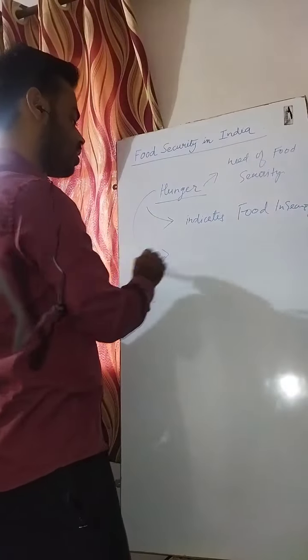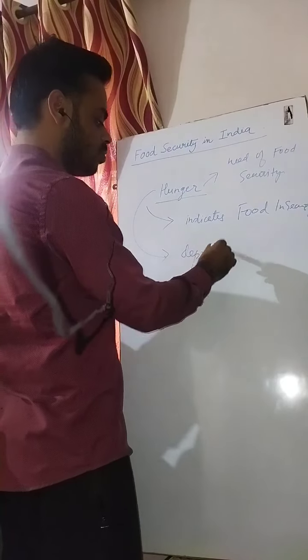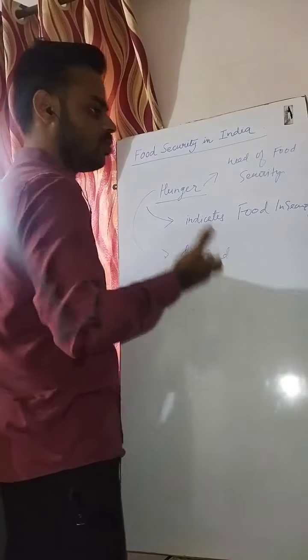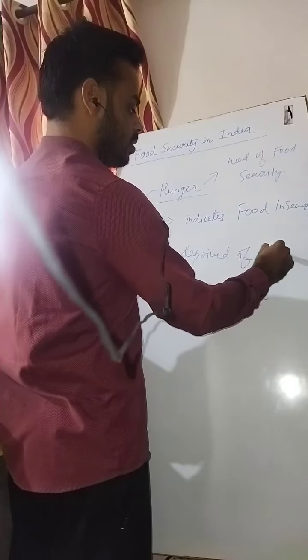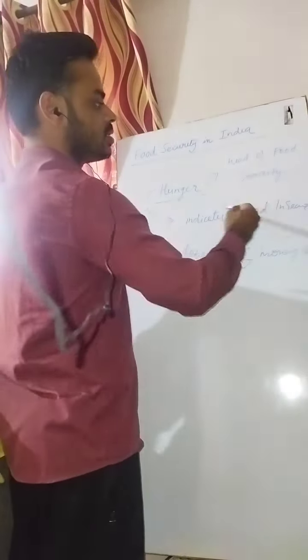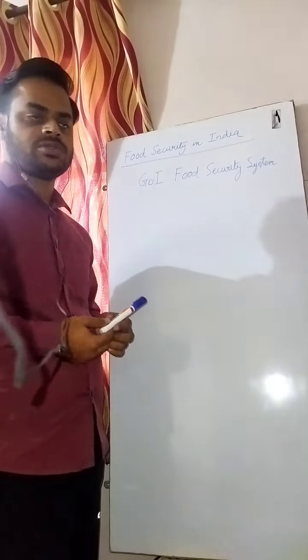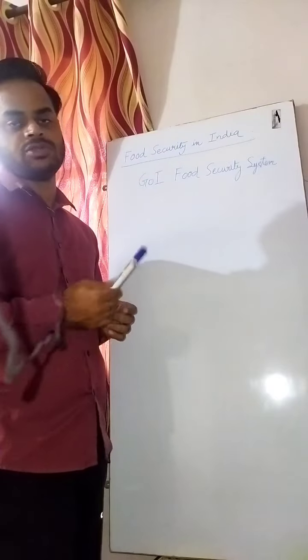So how does hunger arise? People who do not have money, who are poor, who suffer from poverty, below the poverty line, deprived of money. This leads to hunger, and in turn, hunger indicates food insecurity and hence the need for food security. So now, what are the ways to ensure food security? What are the steps taken by the government of India to ensure food security for its people?